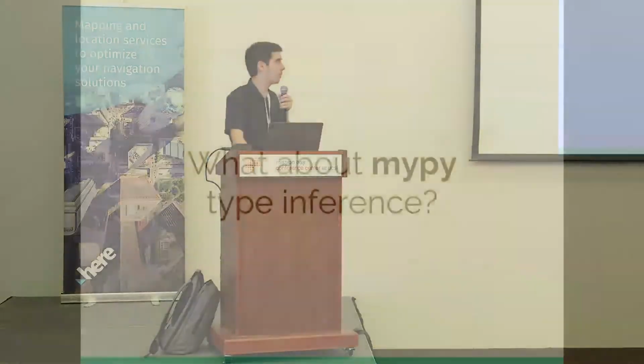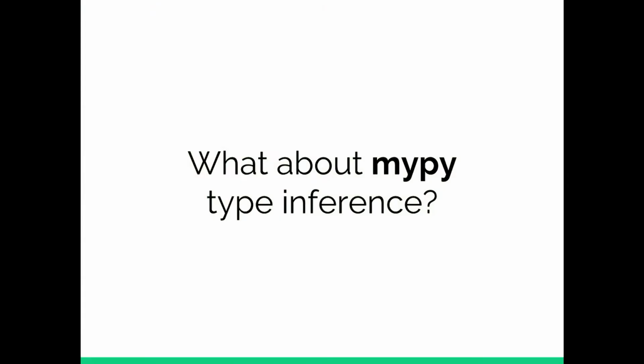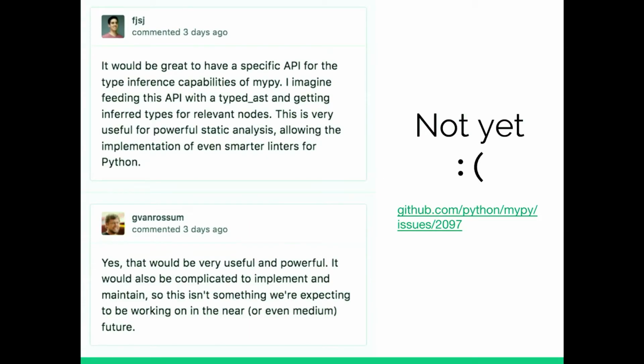What about mypy type inference? MyPy has type inferencing capabilities. What about them? Can't we use them to help Astroid? Or can't we just use them instead of using Astroid? Unfortunately, not yet. I asked this on a GitHub issue of MyPy. It would be great to have a specific API for the type inference capabilities of MyPy. And Guido agreed that this would be very useful and very powerful, but it's not there yet. It's something that they aren't expecting to work on in the near or even medium future.